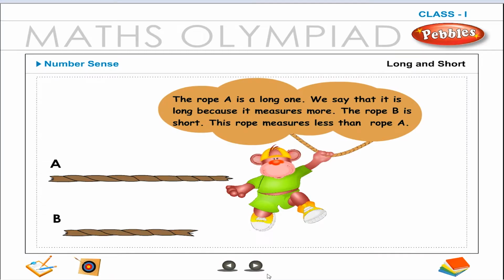Long and short. Look at the picture on your screen. The rope A is a long one. We say that it is long because it measures more. Rope B is short. This rope measures less than rope A.